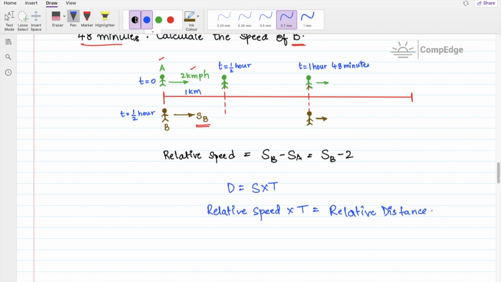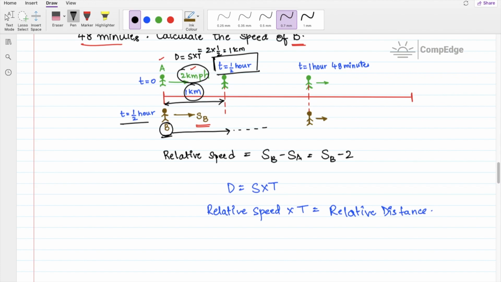Now the relative distance in this case: at time equal to half an hour, B is starting out. So he has to cover an extra distance of 1 kilometer, which is covered by A in half an hour. Since his speed is 2 kilometers per hour, in half an hour he would cover a distance of speed into time, that is 2 into half, which is 1 kilometer. So B should cover up 1 kilometer, and after that he moves along with A and crosses A at a point in time. So the extra distance that B has to cover in the given time is nothing but 1 kilometer.